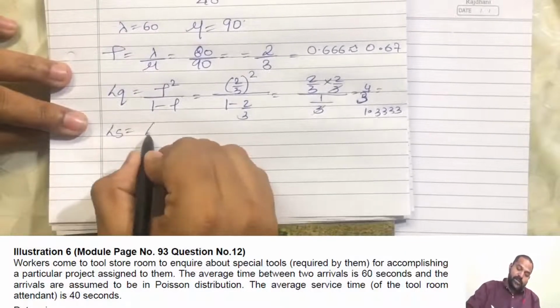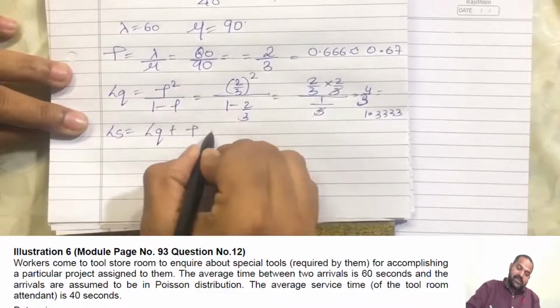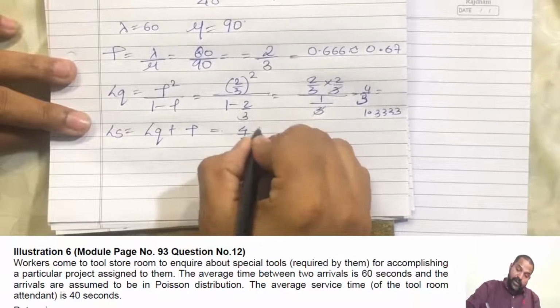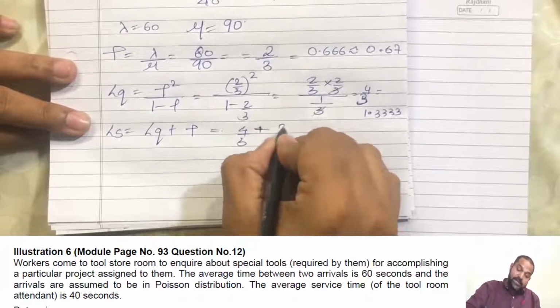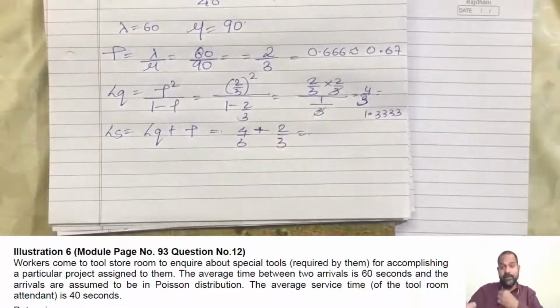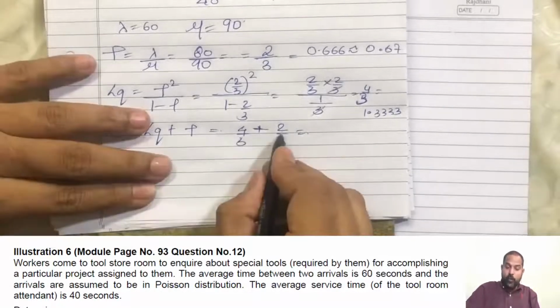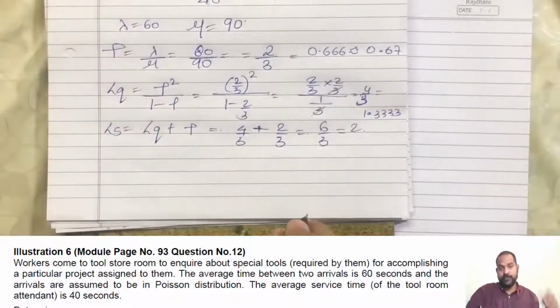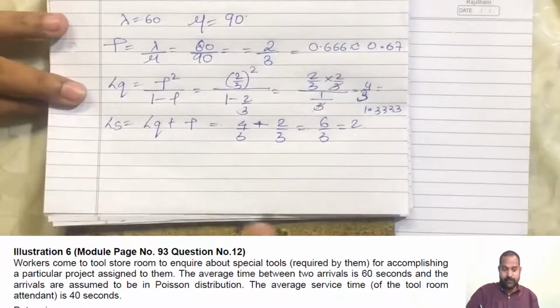Length of the system is length of the queue plus the part that is being served. Length of the queue is 4 by 3. Part that is being served is 2 by 3, which becomes 3 common denominator. 4 plus 2 is 6 by 3. 6 by 3 is 2. And that is the length of the system.